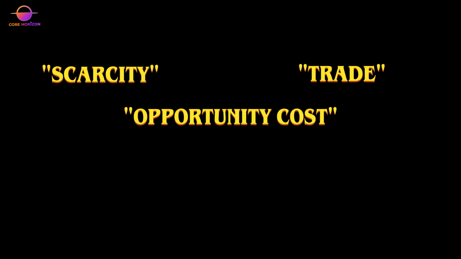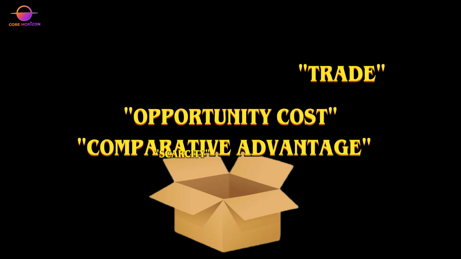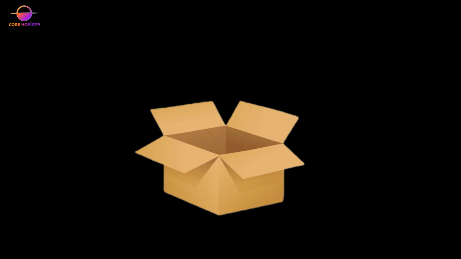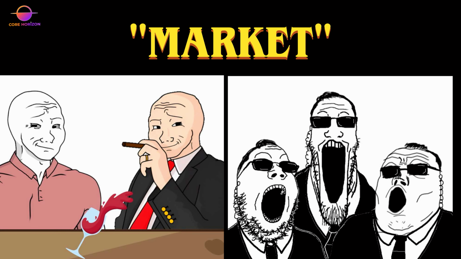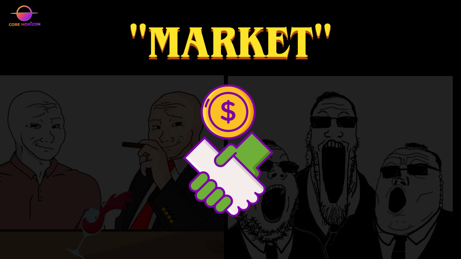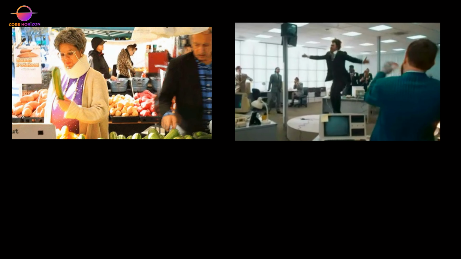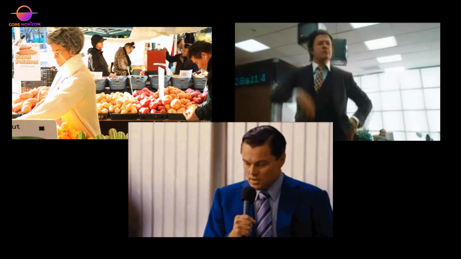So, we've got scarcity, trade, opportunity cost, and comparative advantage. Let's put that in a box and shake it. Boom, you just invented a market. A market is where buyers and sellers interact to exchange goods and services. Could be a farmer's market, could be Wall Street, could be your cousin selling you Fortnite skins through PayPal.